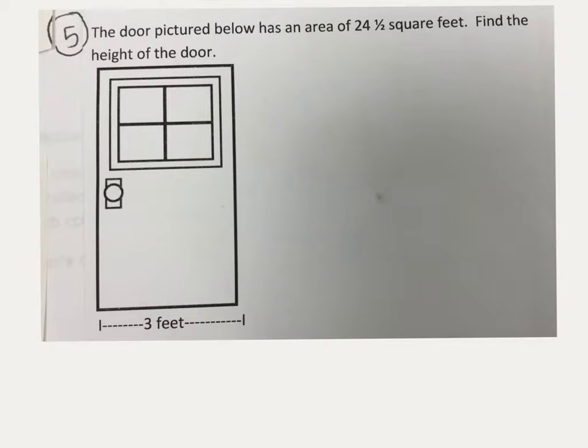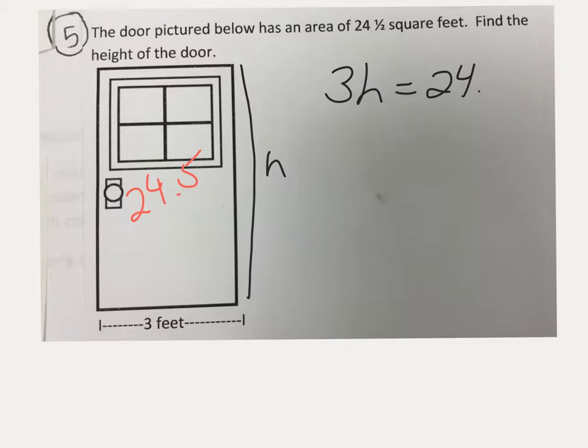Okay, so we need to find the height of this door. This is your unknown, and we'll put an H for height. I do know the area of it is 24.5 square feet. Now, from past experience, you do know that the base times the height, which are these two, multiply together to get the area of this figure. So I take your 3 times the height, and it will equal the area of 24.5.